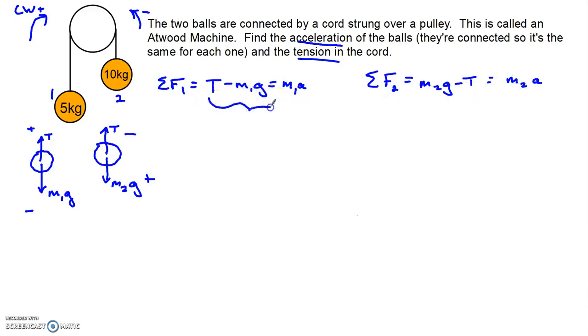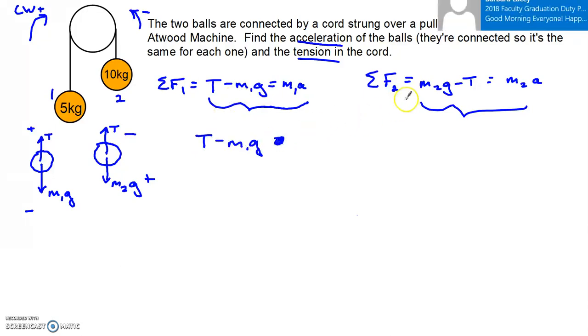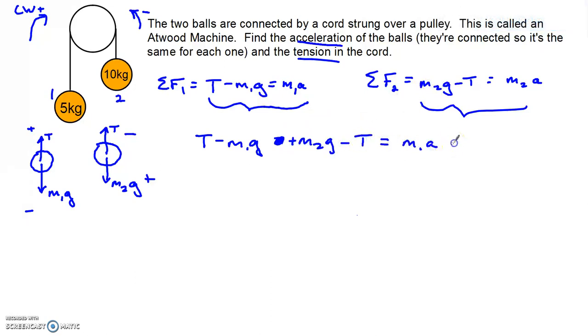Now, we're going to add these equations together because that's one of the ways we can solve a system of equations. And when we add them, we get T minus M1G plus M2G minus T equals M1A plus M2A. And we'll clean this up. Look, tensions cancel. That's an internal force, and it'll cancel when you put the equations together.